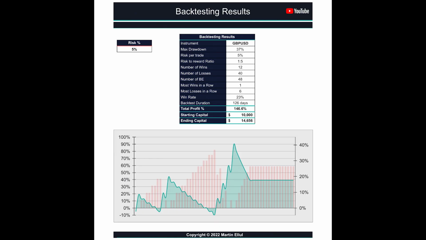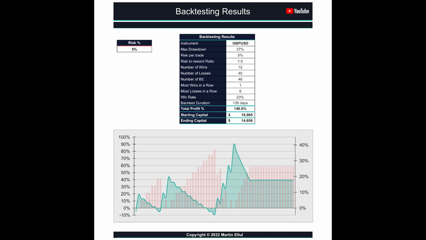All right, so here are the backtesting results on the GBP USD instrument. We had a maximum drawdown of 37%. We were risking 5% per trade, and we had a 1-to-5 risk to reward ratio. We had a total of 12 wins, 40 losses, and 48 trades that resulted in break even. We had a maximum of 1 win in a row and a maximum of 6 losses in a row. That gives us a win rate of 23% over 126 days.